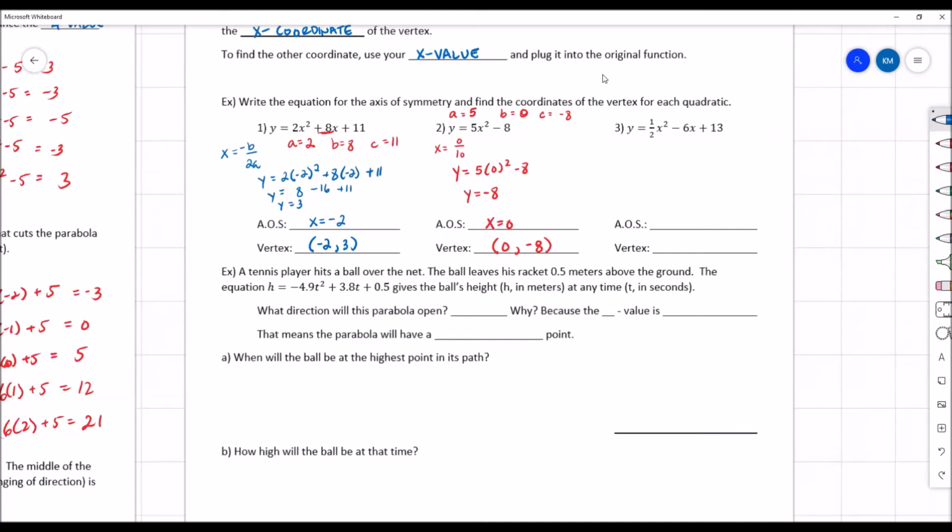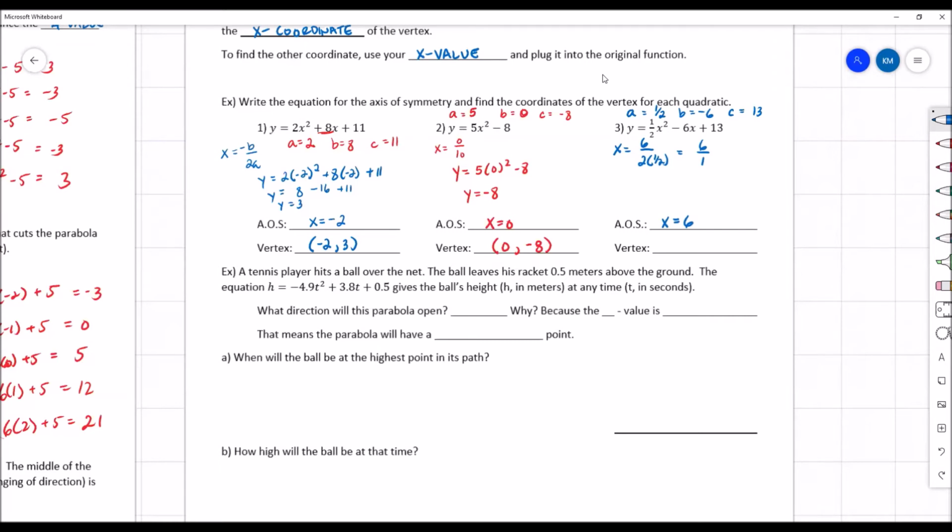Last problem here, trying to find our axis of symmetry and vertex. We're going to identify a, b, and c. Three terms written in standard form, so it shouldn't be too much confusion here. a is 1/2, b is negative 6, c is 13. And now we're going to plug it into our formula for axis of symmetry. x equals opposite b. b is negative 6, so opposite b is positive 6 over 2a. Okay, so 2 times 1/2 is 1. So we have 6 over 1. Our axis of symmetry is x equals 6.